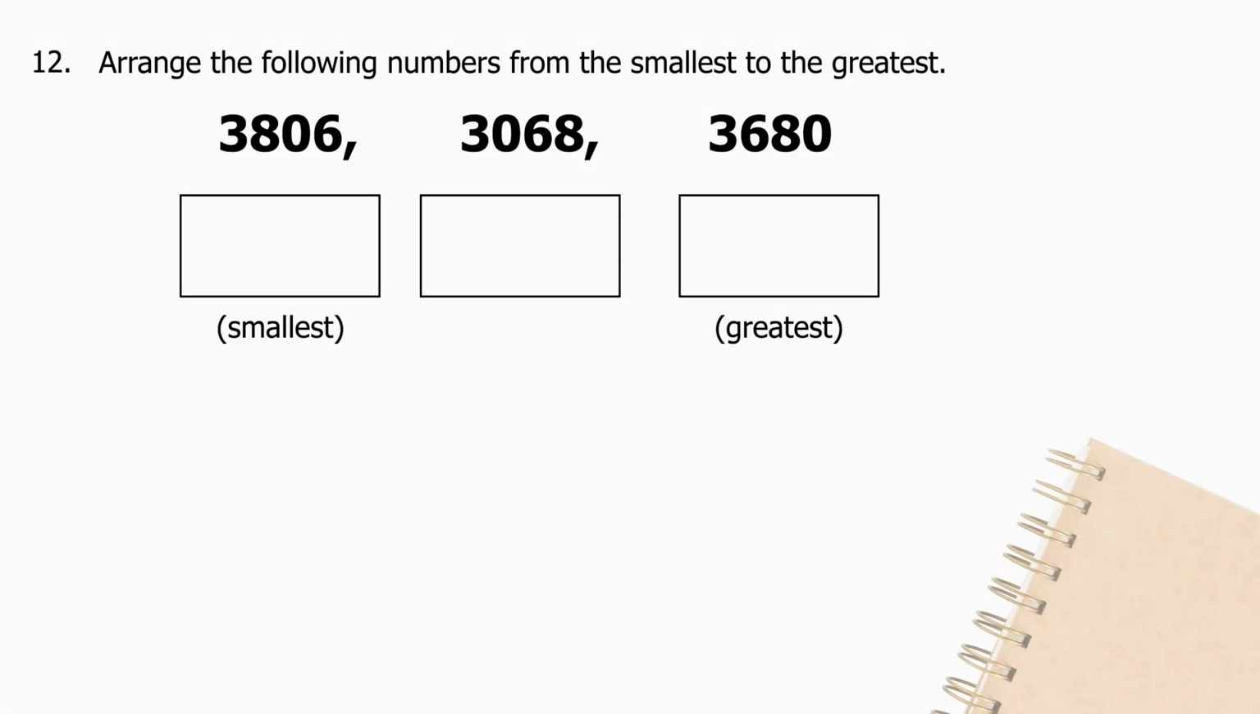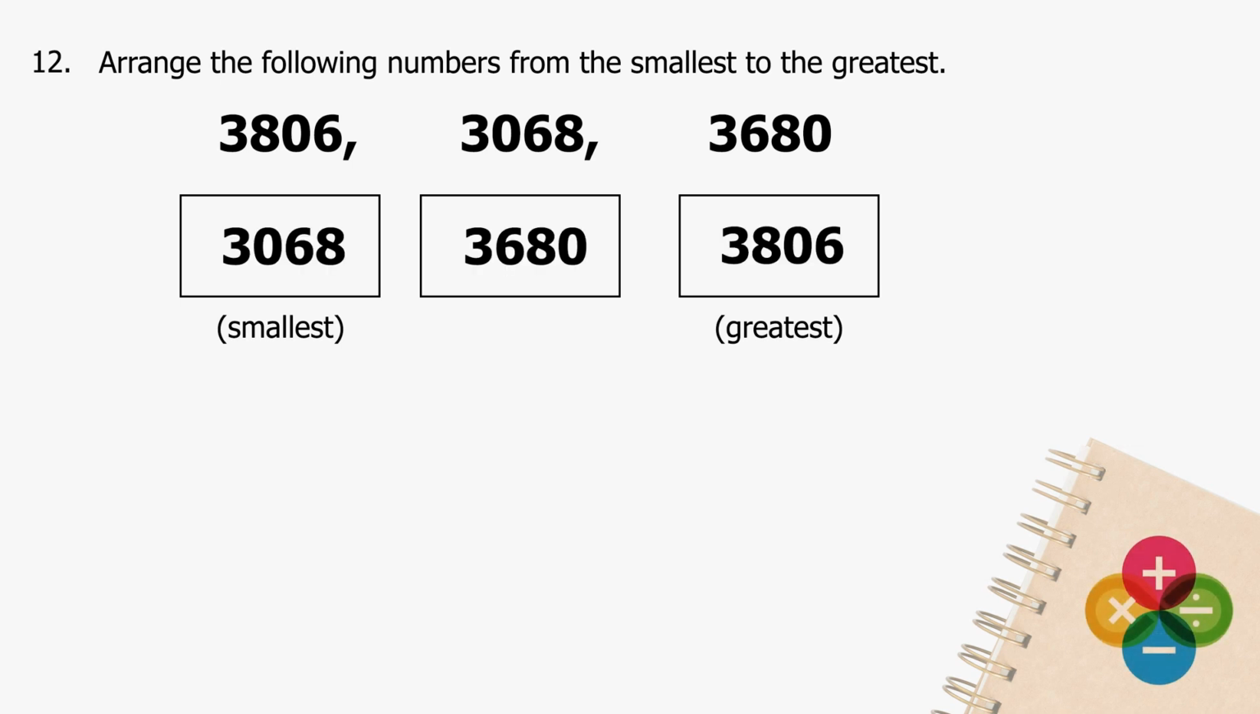Question 12. Arrange the following numbers from the smallest to the greatest. 3,806, 3,068, 3,680. The smallest number will be 3,068, followed by 3,680, and the greatest will be 3,806.